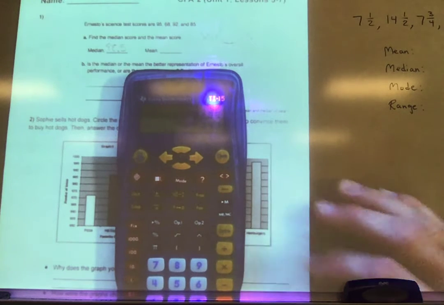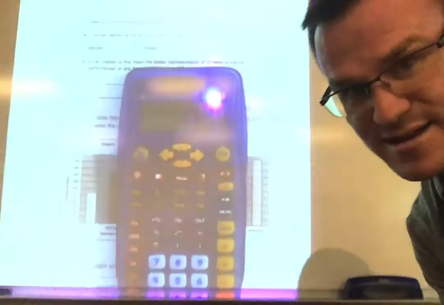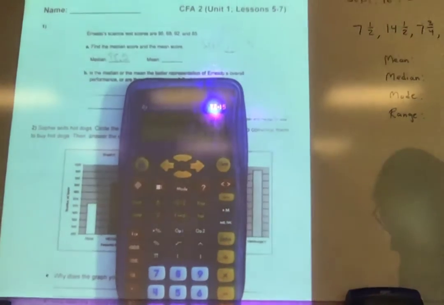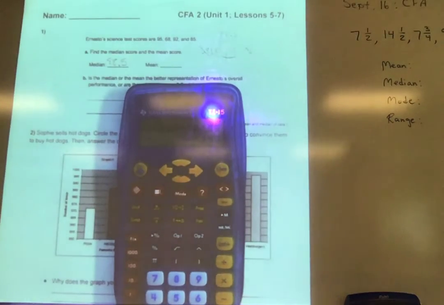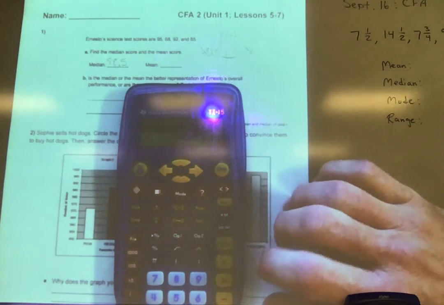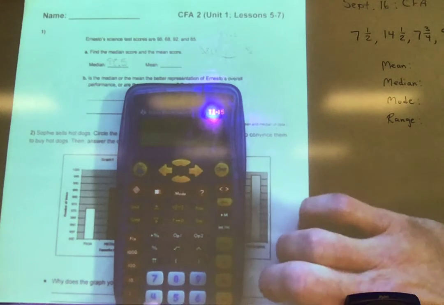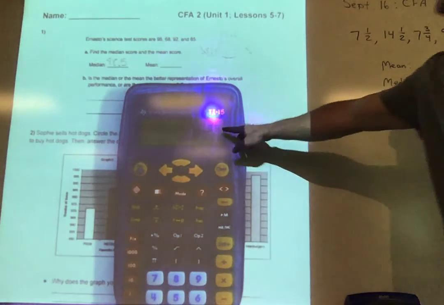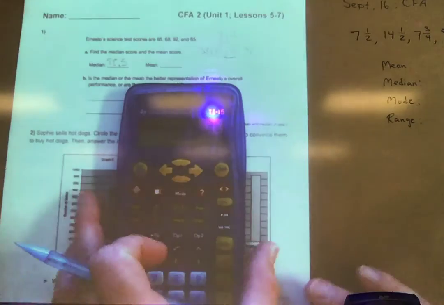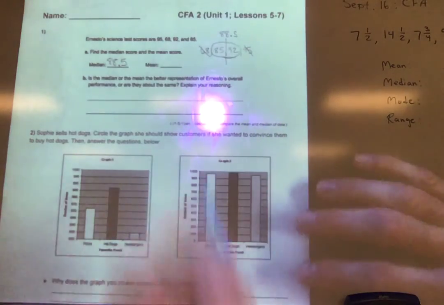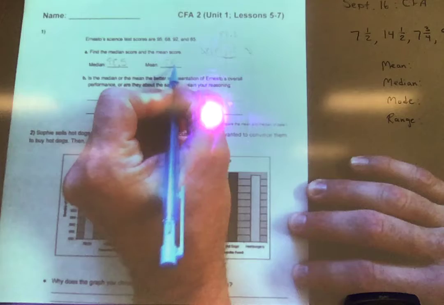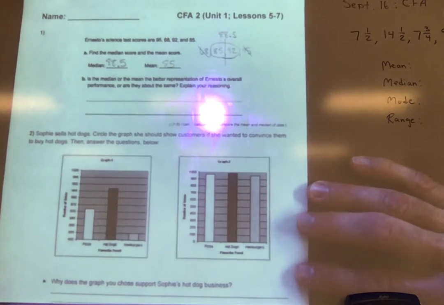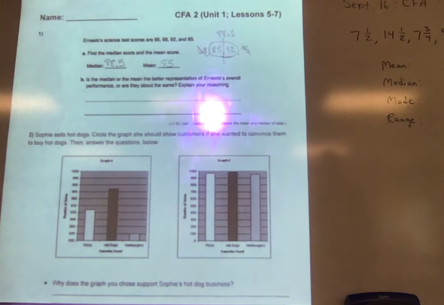And I get a total of 340. Might be kind of tough to see those numbers up there, but when I add them up, I get 340, and I can divide that by the 4 tests that he took. So if I take 340 divided by 4, I get 85, and I think you can see that on the calculator here. So his mean is 85%, for his mean score. All right, so those are 2 of the main data landmarks that we focused on finding this unit.